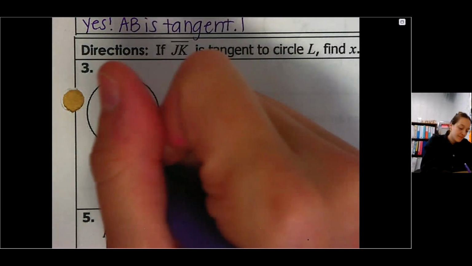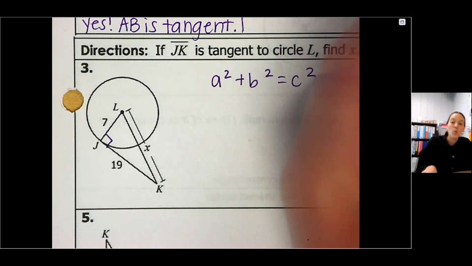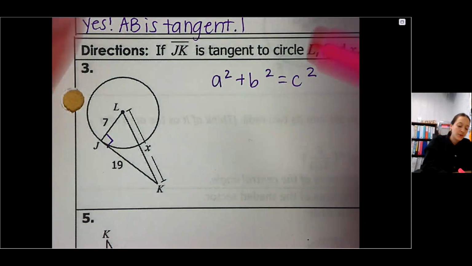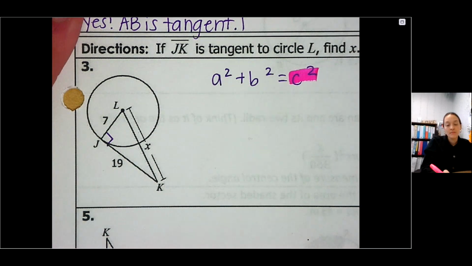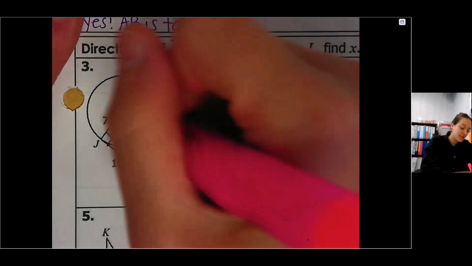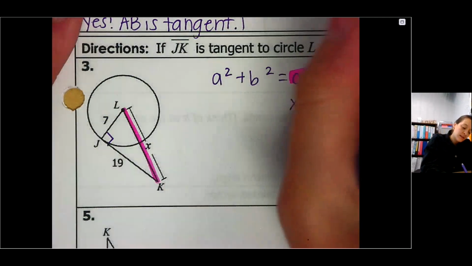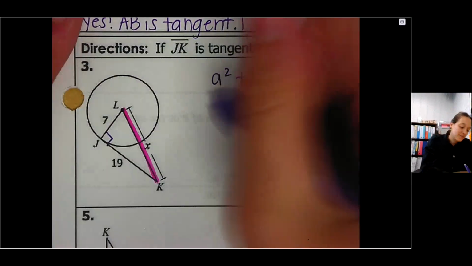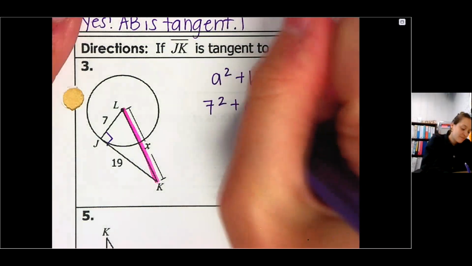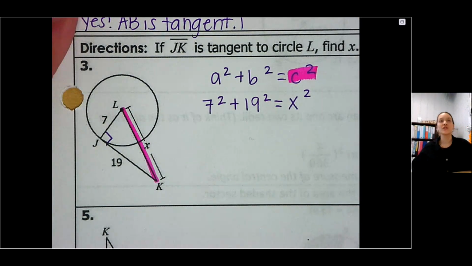At J. Okay. What number are we going to put in for our C squared value? X. That's our hypotenuse. It's the longest side. And then our A and our B are our other two sides, which are 7 and 19. Can you finish that problem? Take a second, finish it, if you haven't already.